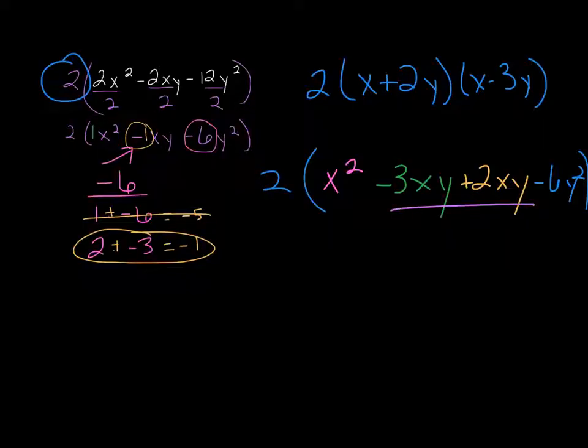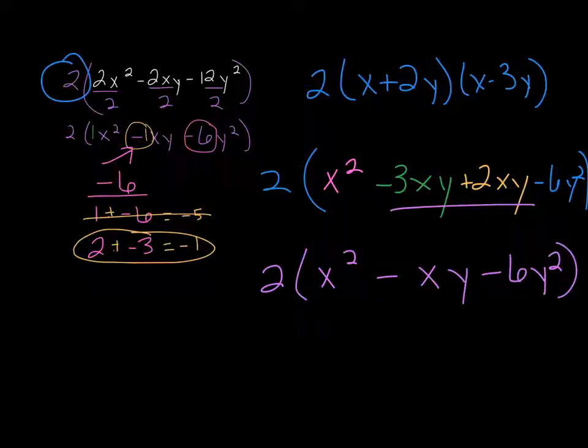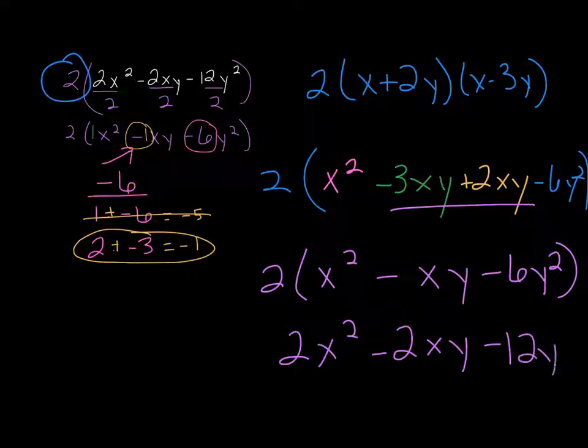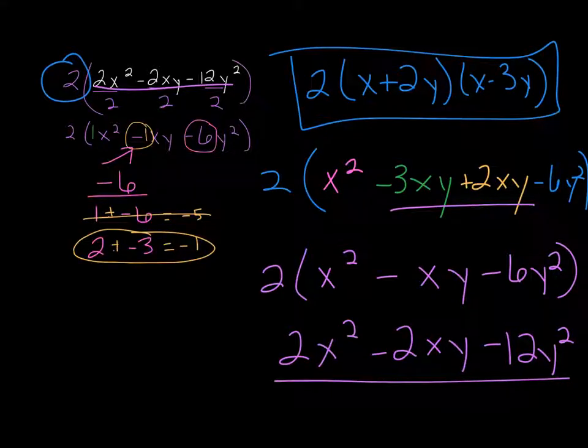Now let's just combine the middle. So you have x squared minus xy minus 6y squared. And now let's distribute. 2x squared minus 2xy minus 12y squared. Remember, distribute, you multiply everything by 2. And that is what we were looking for. Which means that is correct.